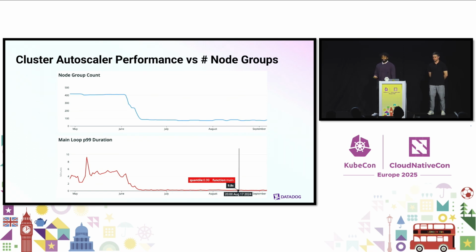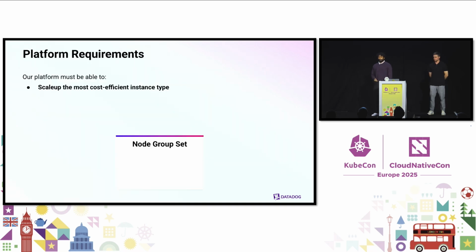So we realized that we can't just simply create a bunch of node groups for no reason. We have to be efficient with it. So we did some cleanup, and you can see the P99 duration dramatically went down from over 5 minutes to less than 10 seconds. So as a platform, we have some requirements that we need to have for our users. And based on those requirements, we can create a node group set and see which node groups we actually need.